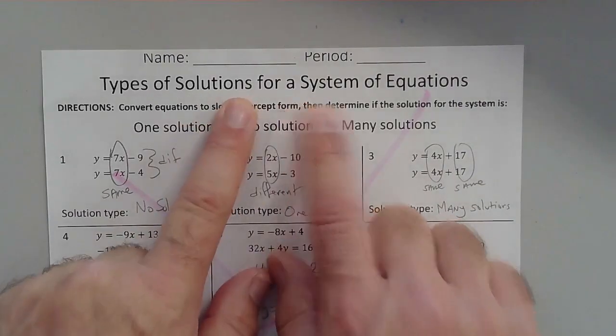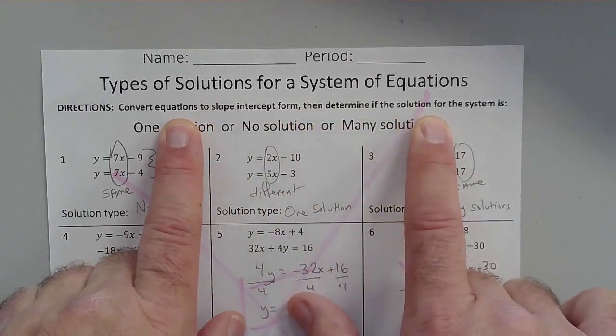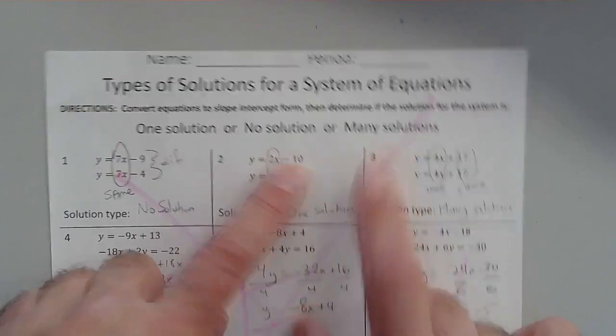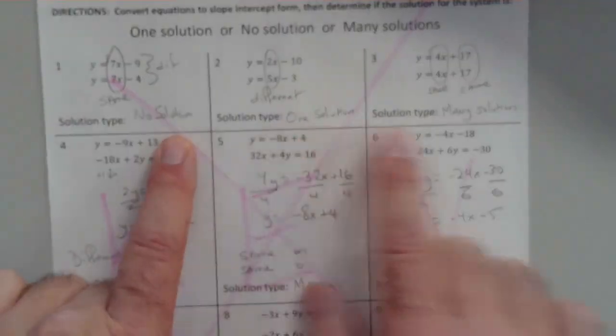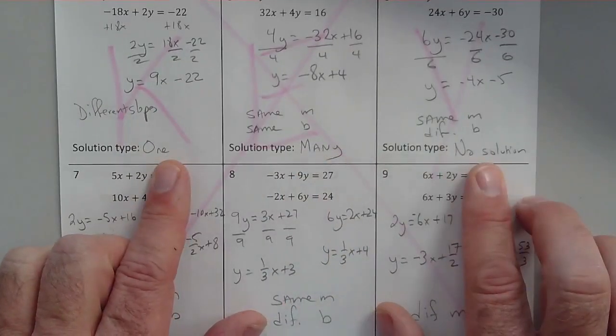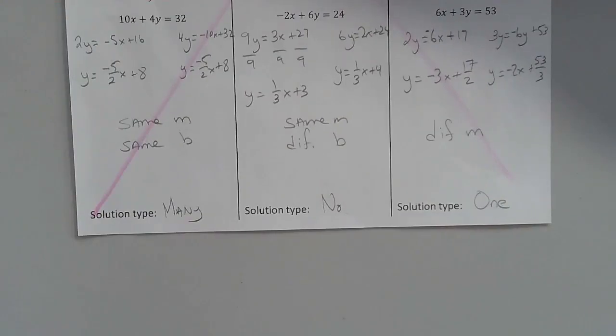Okay, we're looking at types of solutions here. So all we're doing is converting the equations to slope-intercept form, then determining if the solution is one solution, no solution, or many solutions. This is the answer key here. I've got no, one, many. Then I've got one, many, no. Then I've got many, no, one. Okay, that's the answer key, so let me move that out now.